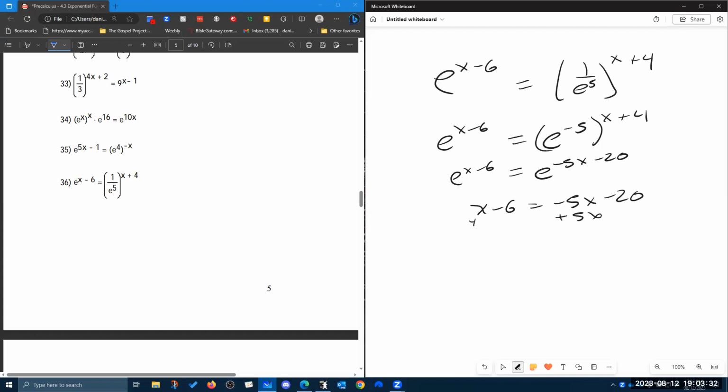Add 5x to both sides. Add 6 to both sides. 6x is equal to negative 14. x is equal to negative 7 over 3. That's it for this video.